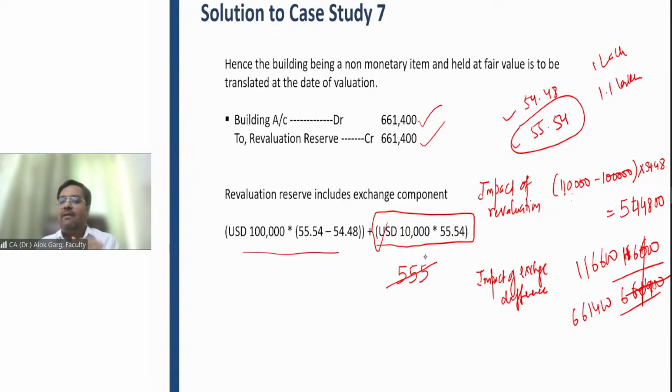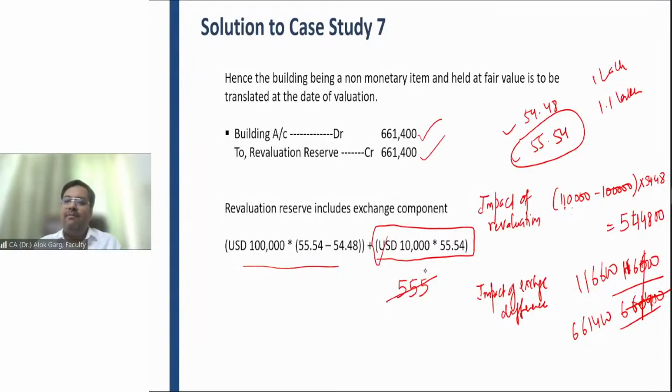The simple thing, 1,10,000 मल्टीप्लाई करो क्लोजिंग रेट से जो आपकी फेयर वैल्यू वाले दिन का रेट है, माइनस करो 1 लाख मल्टीप्लाई बाय ओल्ड रेट जो आपने पुराना रिकॉग्नाइज किया हुआ है, राइट? तो इसमें 55 लाख 54,000 माइनस करेंगे 54 लाख 48,000 से, तो 661,400 आपका डिफरेंस आएगा, राइट? अब इस डिफरेंस में मेरा एक्सचेंज कंपोनेंट कितना है और मेरा रीवैल्यूएशन कंपोनेंट कितना है. मेरा रीवैल्यूएशन कंपोनेंट होगा 110 माइनस 1 लाख, 10,000 इज माई रीवैल्यूएशन कंपोनेंट, राइट? और मेरा एक्सचेंज डिफरेंस कितना होगा, जितना मेरा टोटल 1,10,000 है, उस पे मेरा कितना डिफरेंस आया, राइट?